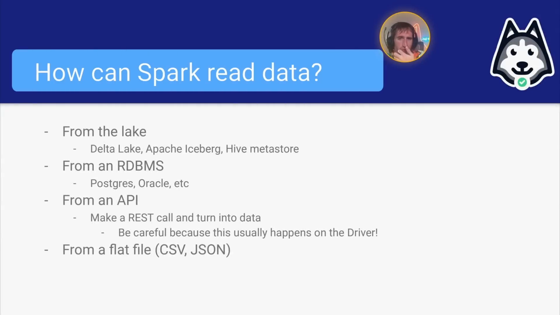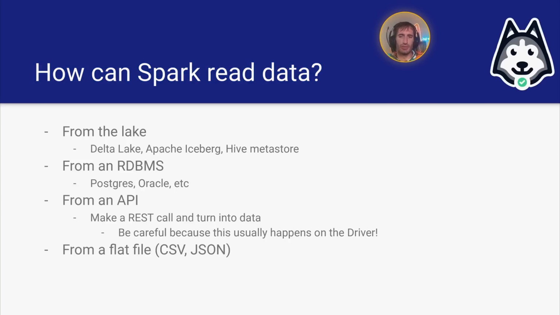Okay, another thing to talk about is where can Spark read data from? I'm sure y'all know the answer is everywhere for the most part: the Lake, Delta Lake, Apache Iceberg, Hive Metastore, Postgres, Oracle, REST API calls. You want to be careful. When you make a REST API call, it's almost always done in the driver. And remember your driver memory settings. If you're making many API calls and the responses are big, then you want to be careful how you're processing that data in Spark, because it is a lot more prone to running out of memory.